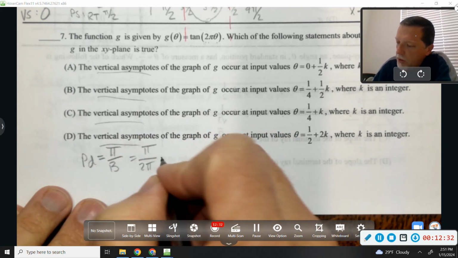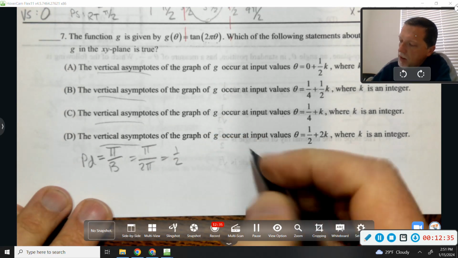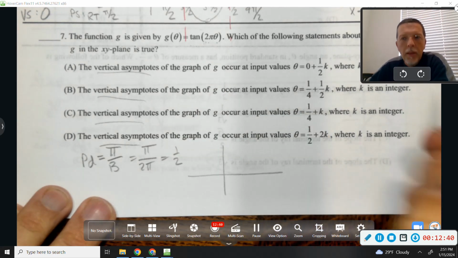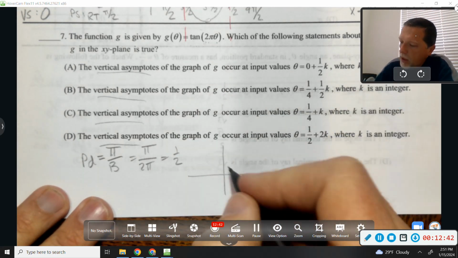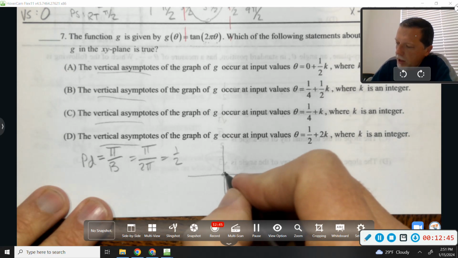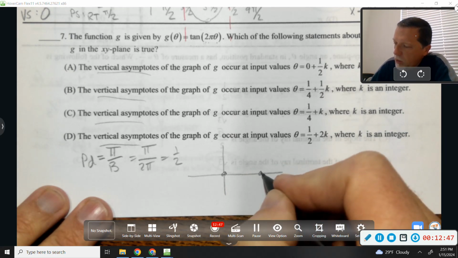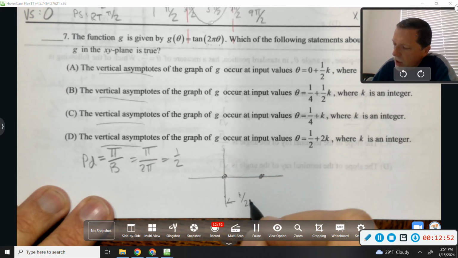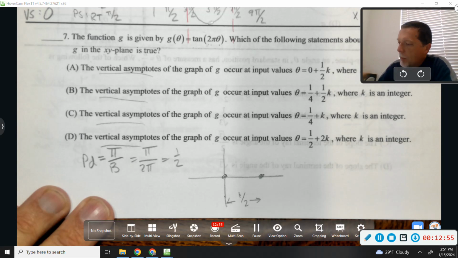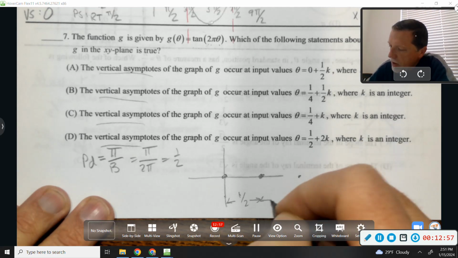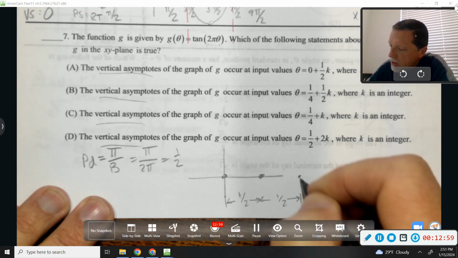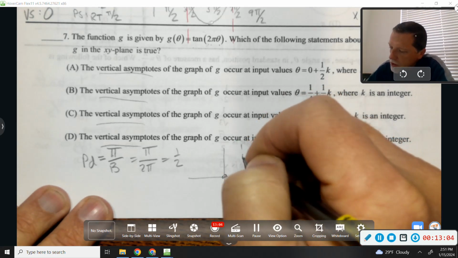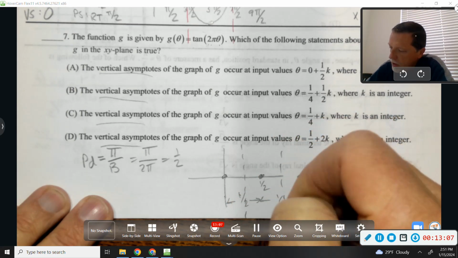So pi over 2 pi would be 1/2. So let's see, and there's no other changes to that, so all the rest of the characteristics are the same. Tangent starts at 0, and then 1 period away, which in this case is 1/2, is my next 0, and another 1/2 would be my next 0, and so on. So that's at 1/2, and that's at 1. Those are my zeros. Halfway in between the zeros are the asymptotes. That's what we're looking for.